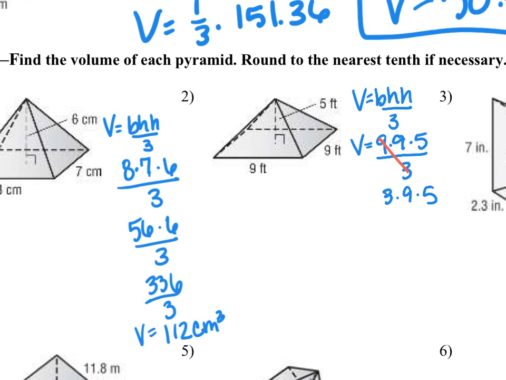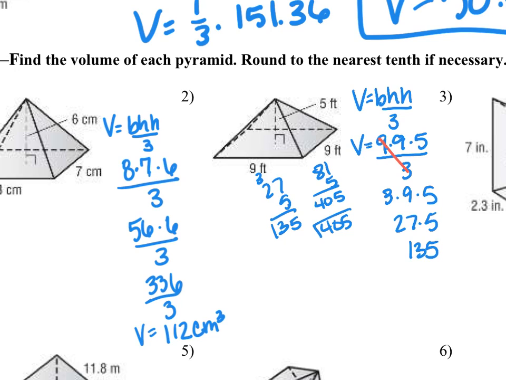So 3 times 9 times 5 is 27 times 5. 27 times 5 is 135. If I do it this other way, if I did 9 times 9, I would get 81. 81 times 5 would be 405. 405 divided by 3 is going to give me that 135 that I'm looking for. So that's going to give me the same breakdown as if I would have multiplied all the way across.